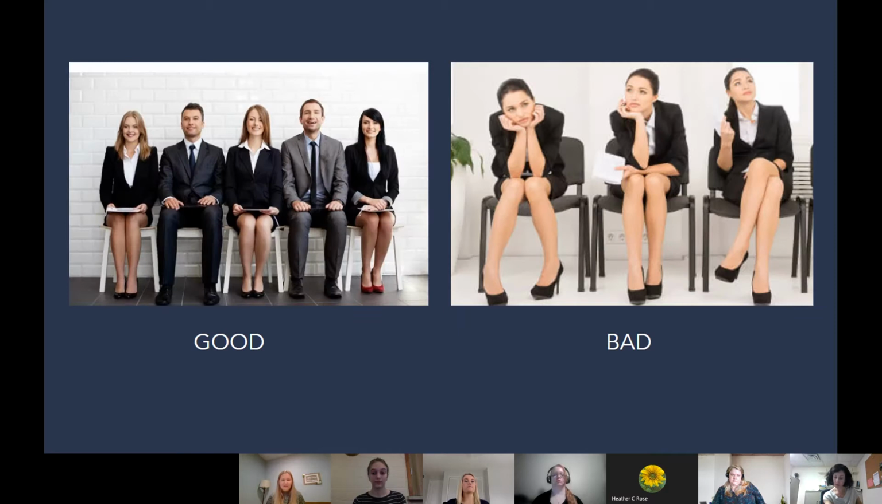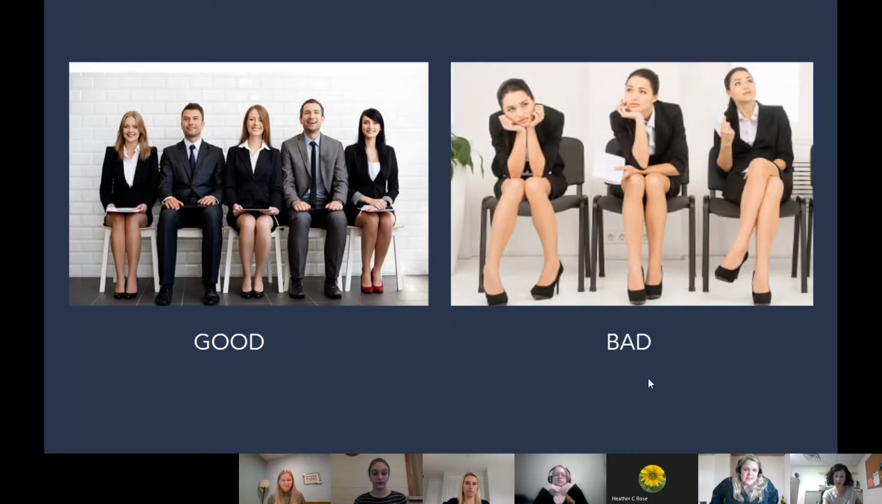So here we have a good example of body posture and a poor example. Would anyone like to maybe comment on a couple things that you find in the good example of body posture? What are some things that these students are doing well to display good body posture?